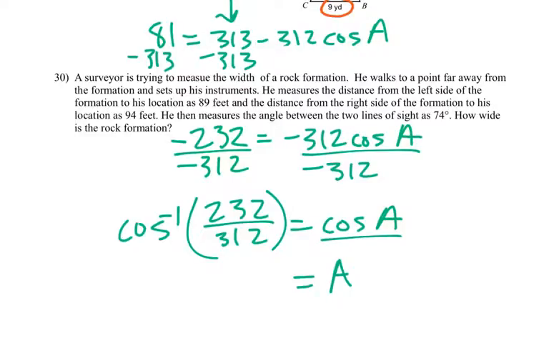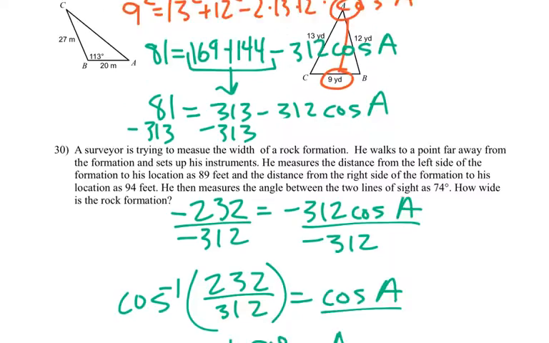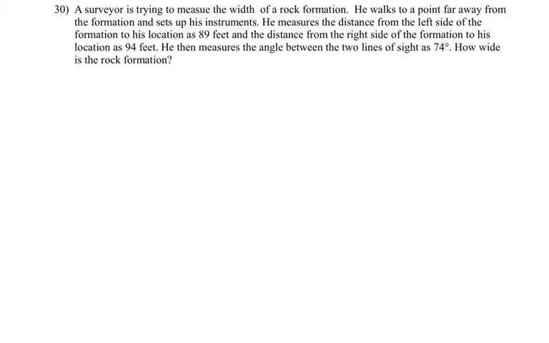And I, in my calculator, type the inverse cosine of 232 divided by 312. And I get the measure of angle A, which is 41.96 degrees. Basically 42, but 41.96 degrees. And there's really no shortcut to that one. You pretty much have to go that route. Alright, now let's deal with some story problems.